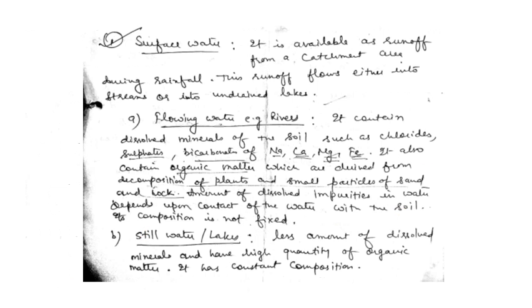So we go for comparing each source of the water and see its quality. The surface water is available as the runoff from a catchment area during the rainfall. And this runoff flows either into the streams or into the undrained lakes. It can be divided into two types: the flowing water, the rivers and the streams, and the second is still water, the lakes, ponds and reservoirs.